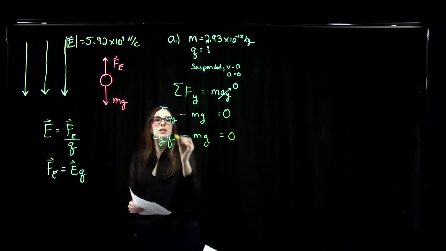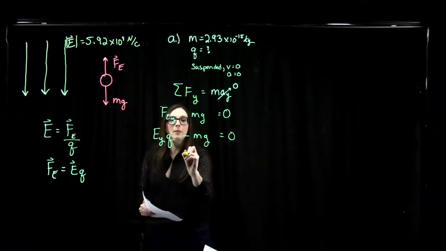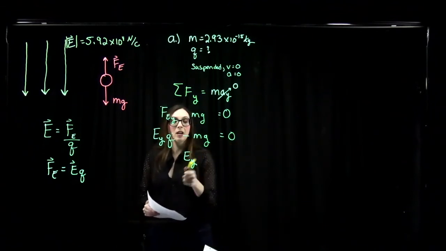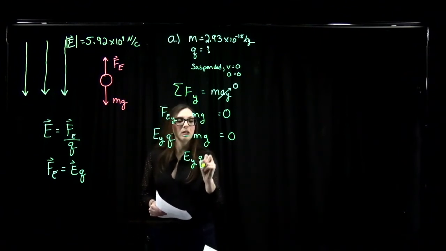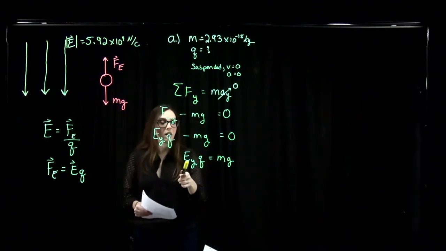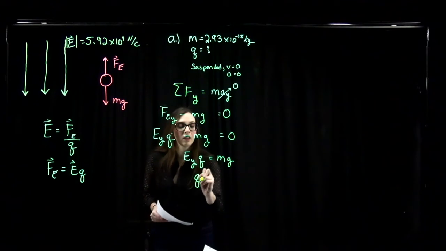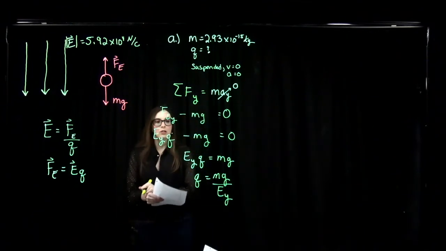Now we want to solve this equation for q, so I can move this term to the other side. My electric field in the y direction times q is equal to mg. Divide both sides by the electric field. q is equal to mg divided by my electric field in the y direction.